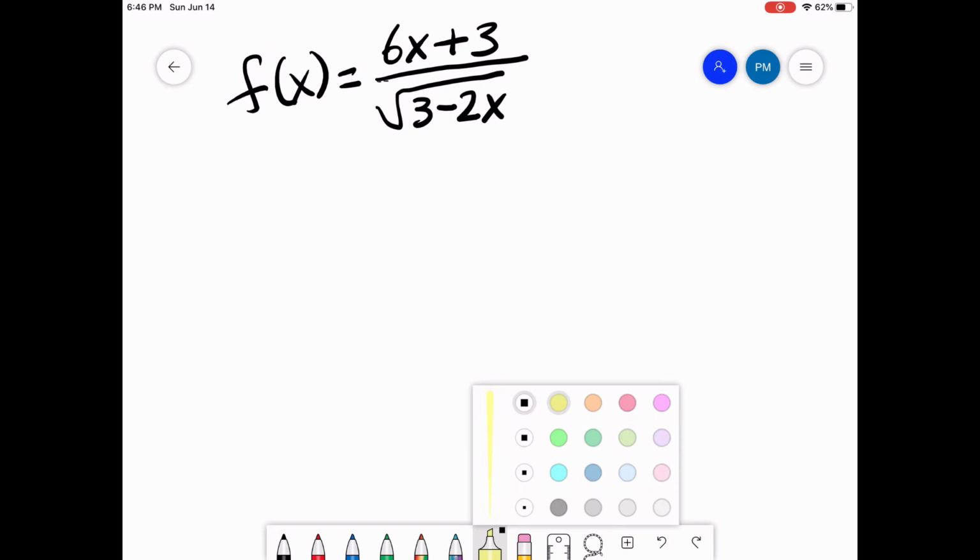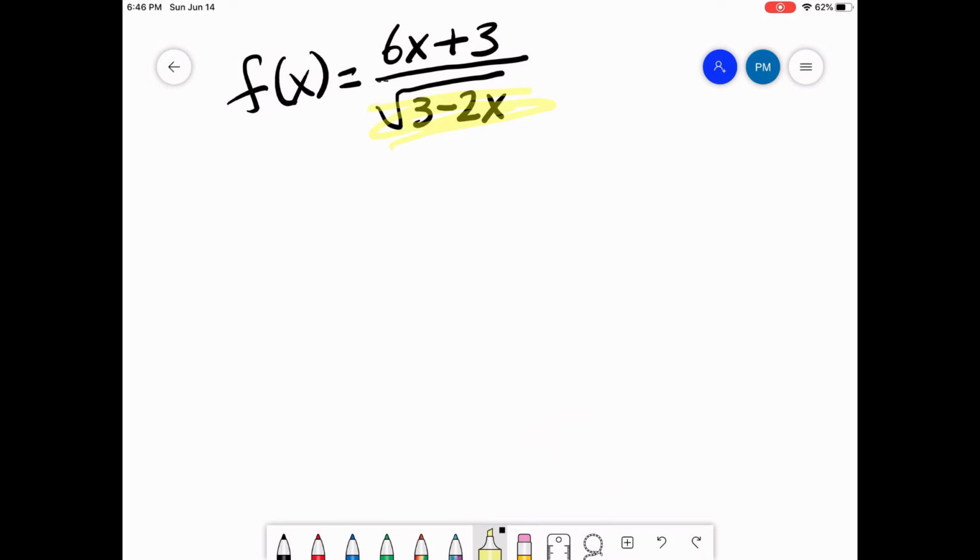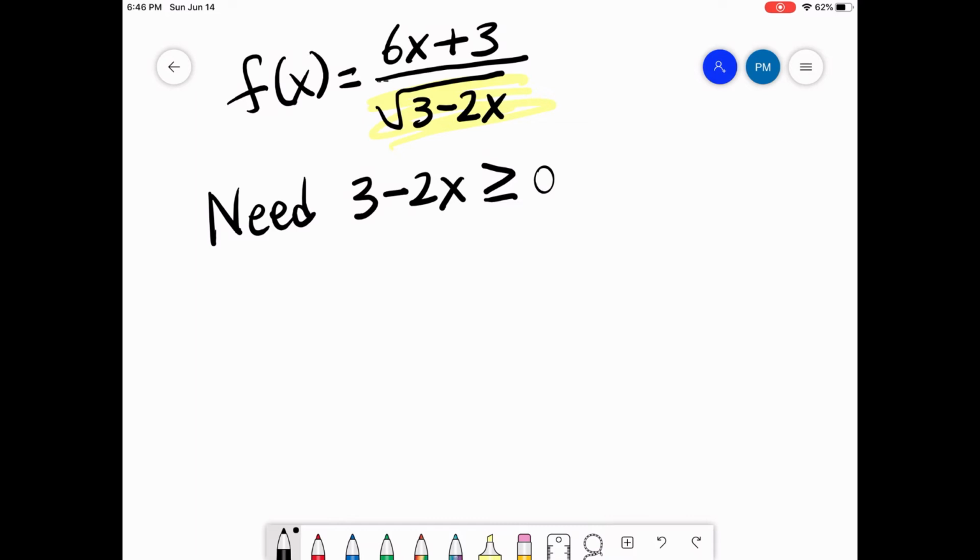So we want to look at the bottom part next. What do we have to watch out for there? So here you've got a radical and you've got a radicand, basically the 3 minus 2x part there. What do we need? We need the radicand part, which is the 3 minus 2x, to be greater than or equal to 0, right? Well, not quite. Remember, it's on the bottom, so you can't have it equal 0 either. So we make it strictly greater than 0.